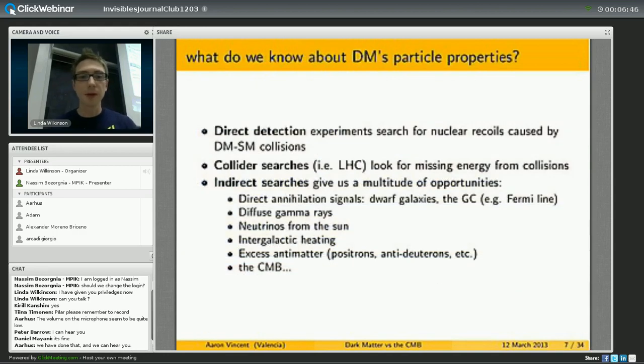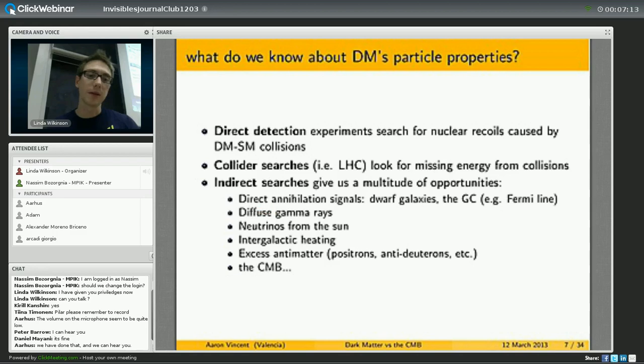Well, what do we know about the particle properties? So this was all, remember, this was all from, well, mostly from gravity, from arguments due to gravity. Very briefly, there are direct detection experiments that have looked for nuclear recoils. Collider searches, which are very difficult, look for production, sort of the opposite of what I was talking about just now. So production of dark matter from annihilation of standard model particles in colliders.